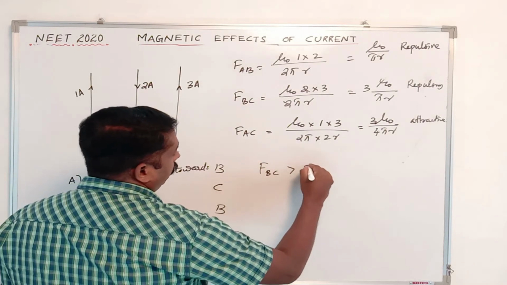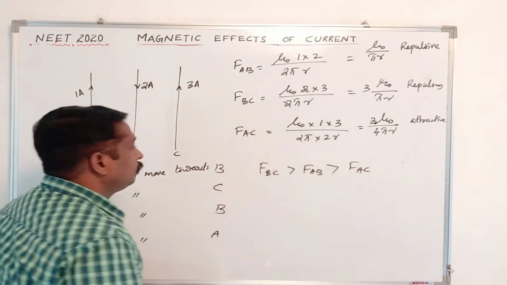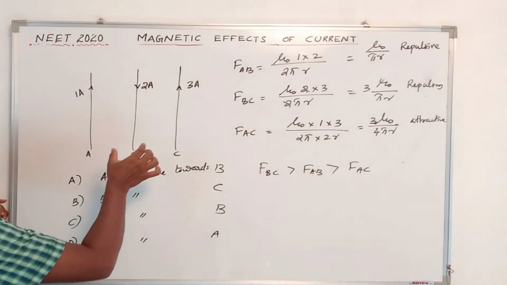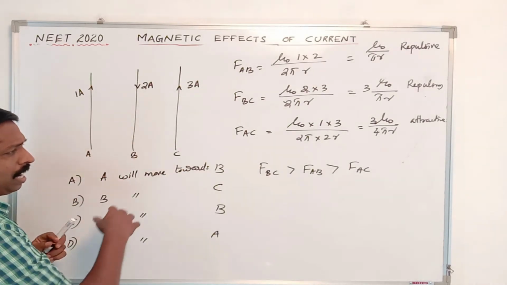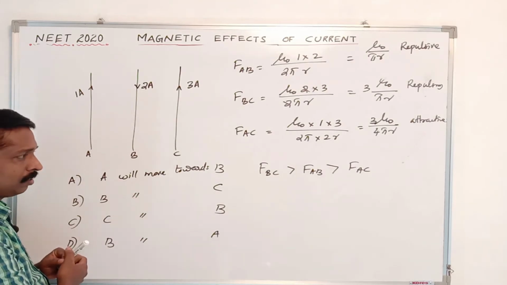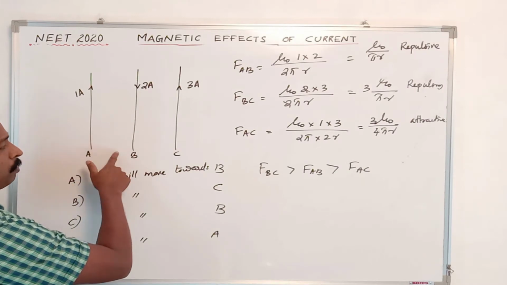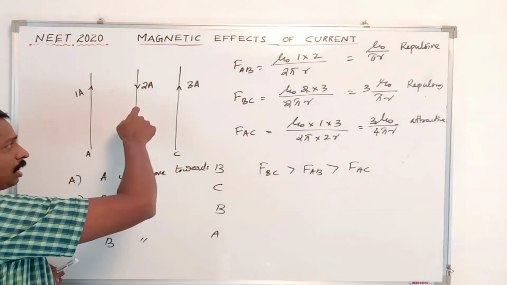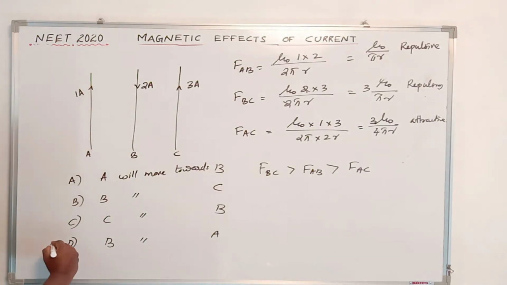FBC > FAB > FAC. So the force of repulsion between B and C is greater than the force of repulsion between A and B, and FAC is a very feeble force because the distance is very large. Repulsion between B and C is greater than repulsion between A and B. That means the conductor B will move towards A. So option D, B moves towards A.